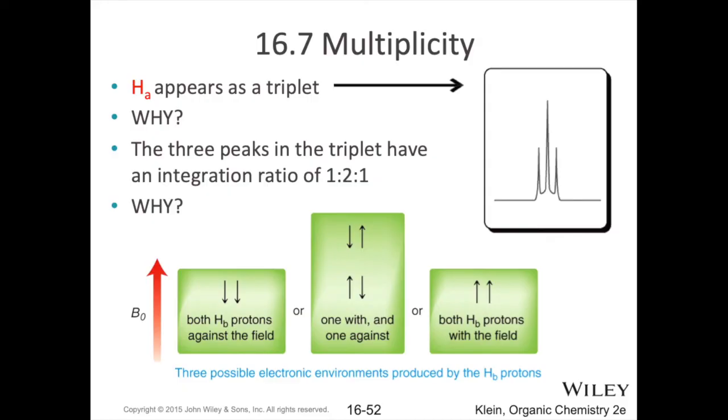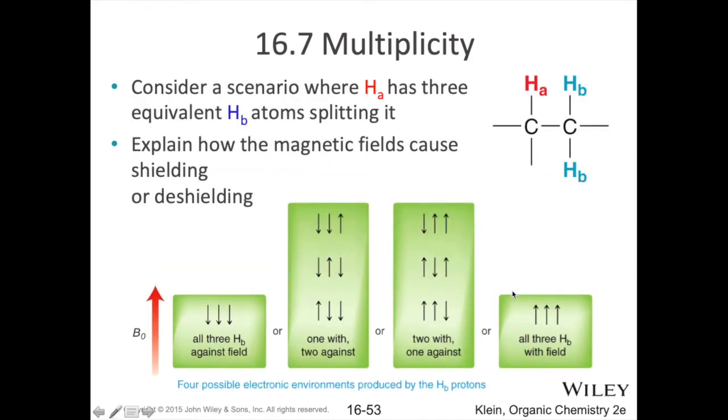So this is what a triplet looks like, because we have that 1 to 2 to 1 ratio, just from a probability standpoint. There are 2 opportunities to have this scenario compared to only 1 for this one and 1 for this one. Okay? So what if we have a quartet?